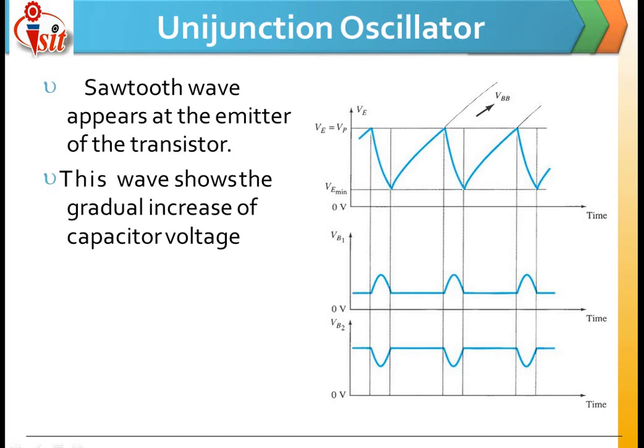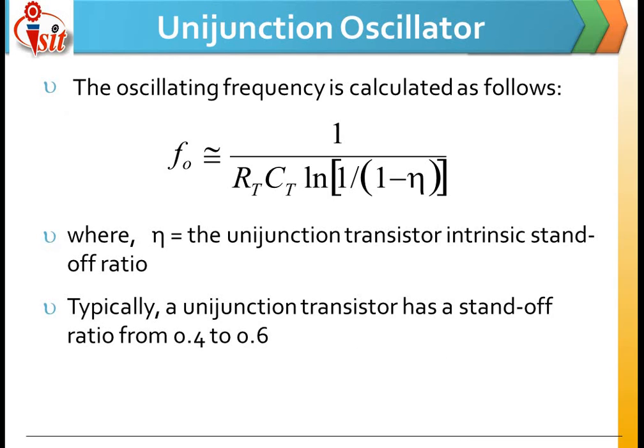And for this oscillator also, we are not applying any kind of signal, that means square wave, triangular wave, or sine wave, but here we are getting a waveform. Then, in the unijunction oscillator, the frequency is calculated as follows: F0 is equal to 1 divided by RT CT ln 1 divided by 1 minus eta.